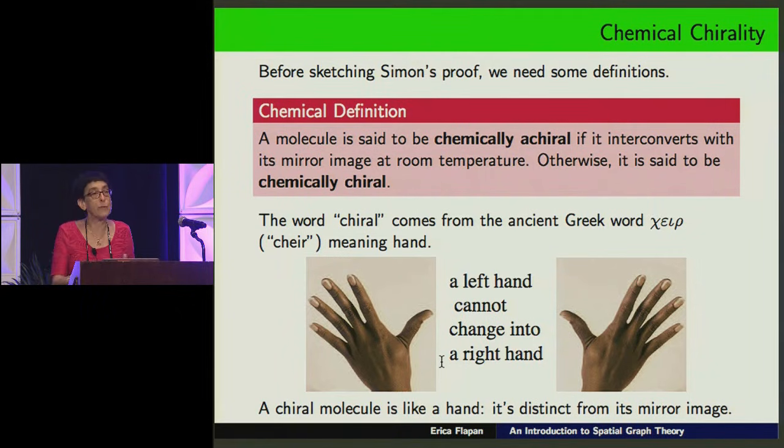And the reason it came from this word meaning hand is because you can't take a left hand and change it into a right hand. No matter what you do, your hands are always distinct. So we're thinking that chiral means like a hand. It's a positive characteristic, like a hand. And so achiral means not like a hand. So if you keep that hand thing in mind, you won't get confused as I continue.